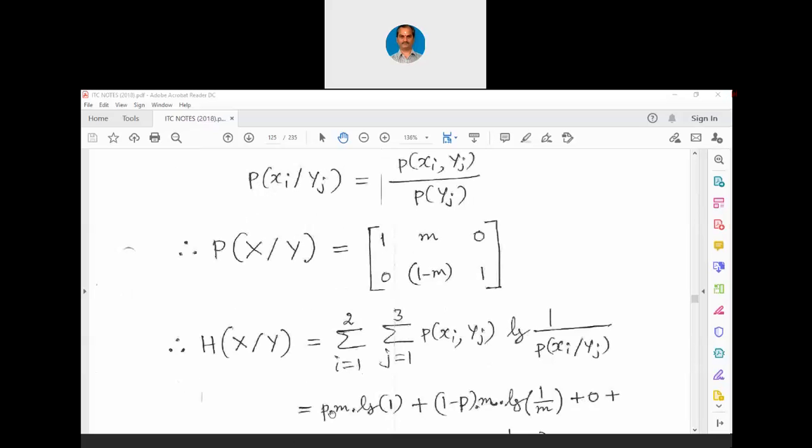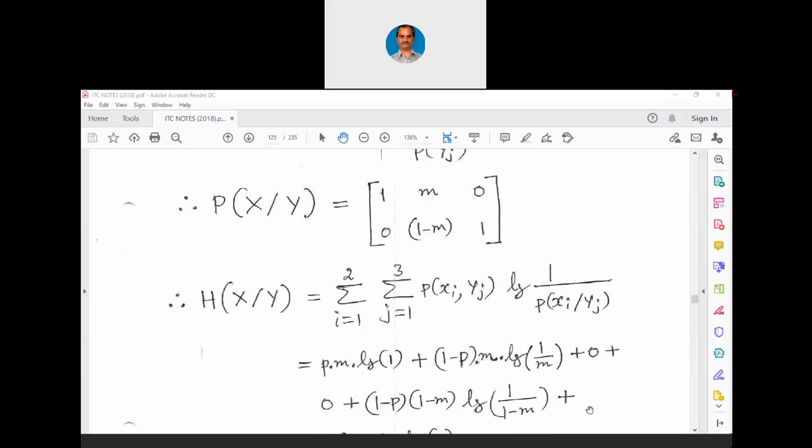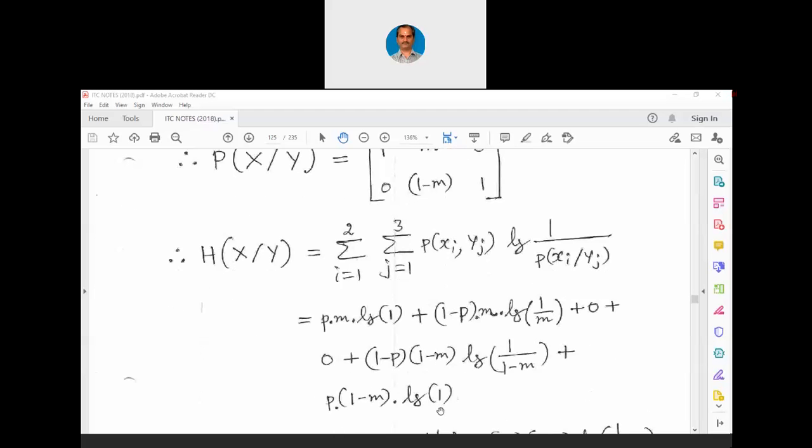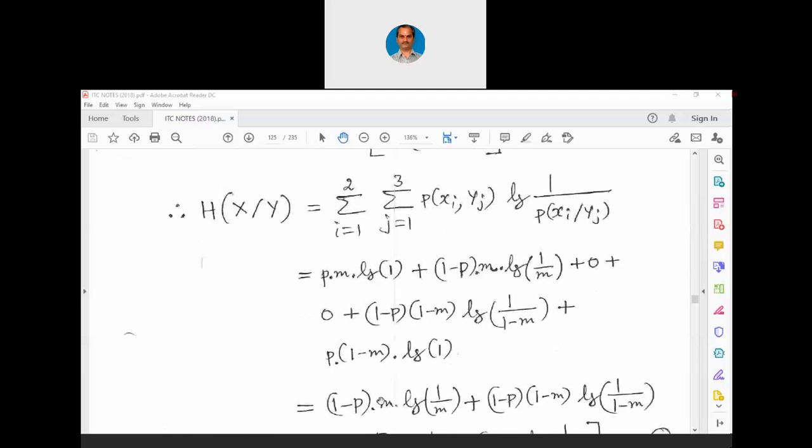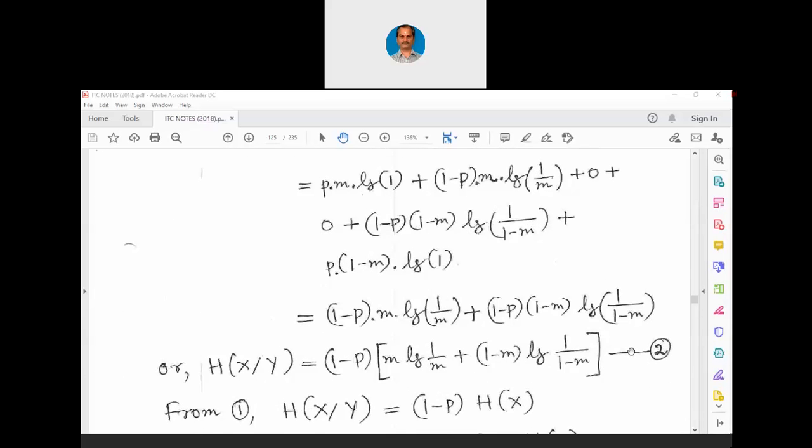This is nothing but P·m·lg(1) plus (1 minus P)·m·lg(1/m) plus 0 plus (1 minus P)(1 minus m)·lg(1/(1 minus m)) plus P(1 minus m)·lg(1), using all these summations. So in this manner, we simplify this. We get (1 minus P)·m·lg(1/m) plus (1 minus P)(1 minus m)·lg(1/(1 minus m)). That way, we simplify this expression.